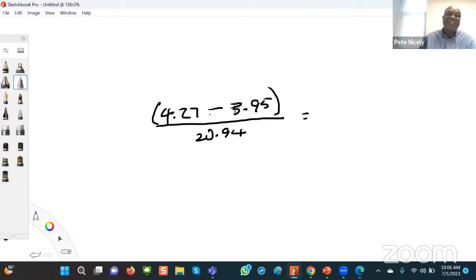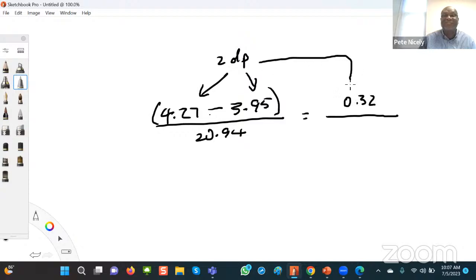Okay, so basically, the rule says when you're subtracting and or adding numbers, you round off according to the lowest number of decimal places, right? So you'll notice here that each of these numbers has 2 decimal places, right? So what that means is that whatever you work out for the numerator must have 2 decimal places. So let me do that calculation, 4.27 minus 3.95, right? So the answer I got here is 0.32, all right? Which is 2 decimal places, all right?